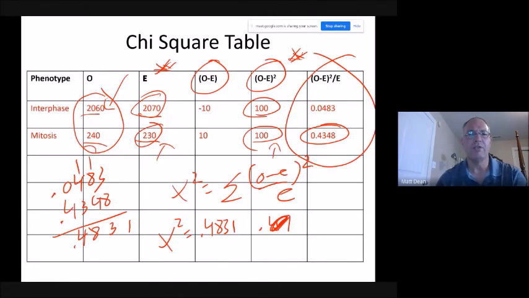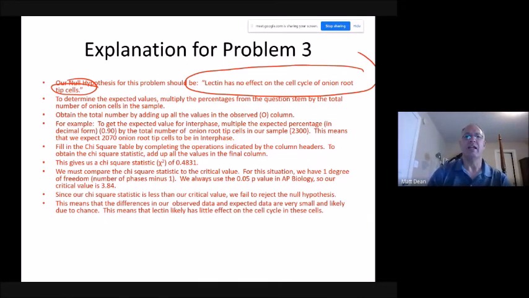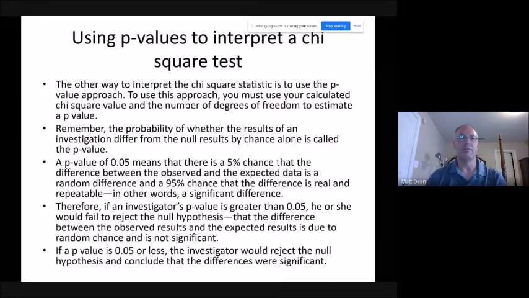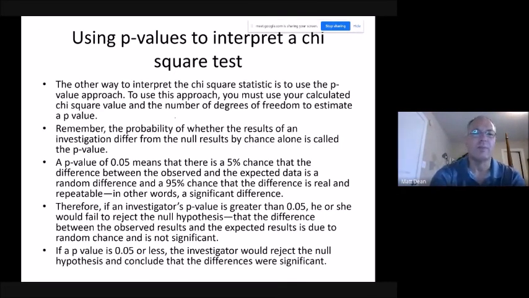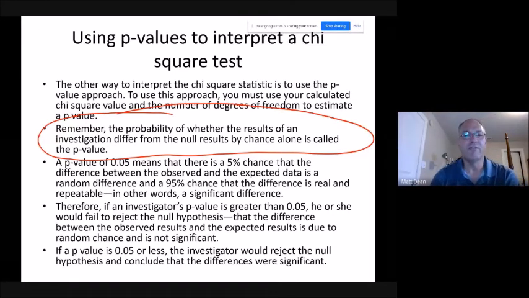All right, I've got one other thing I want to talk to you about, and that is using p-values to interpret a chi-square statistic. So instead of ultimately just going to the 0.05 probability level, we can calculate a p-value or find it another way. So let's just look at what it says up here on the screen. So the p-value is the probability that the differences you see between your observed and expected values are due to chance.